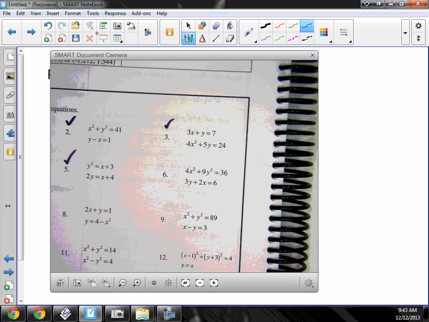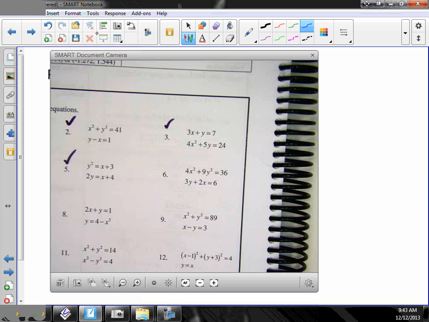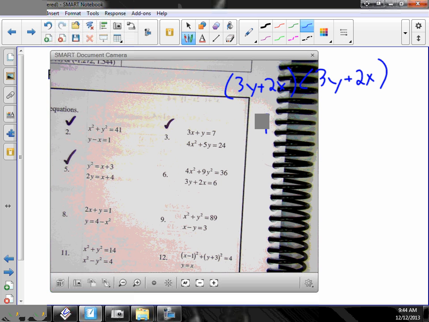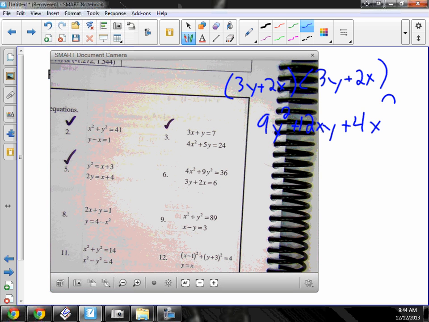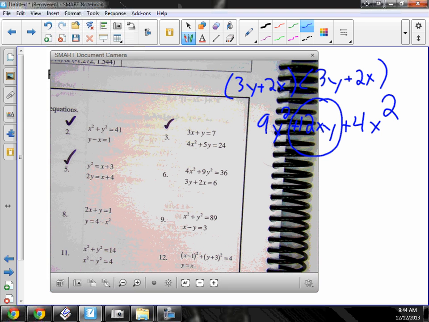Can we use elimination? Can I multiply the bottom by something so that an x cancels or a y cancels? But then I have an x squared and a y, or a y squared and a y, so the y's won't cancel. If I squared the bottom, I would get 3y plus 2x times 3y plus 2x, which is 9y squared plus 12xy plus 4x squared. Well, that's nice, except now I've created an xy term, so that's not going to work.